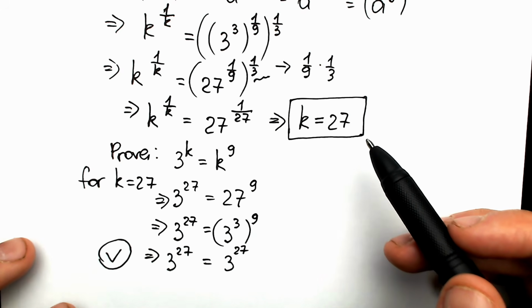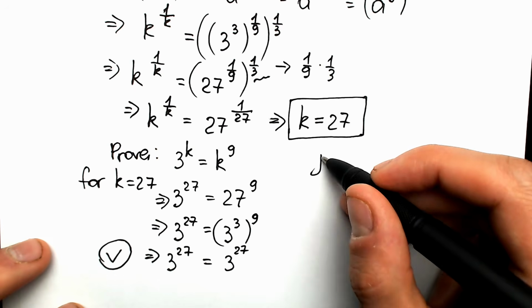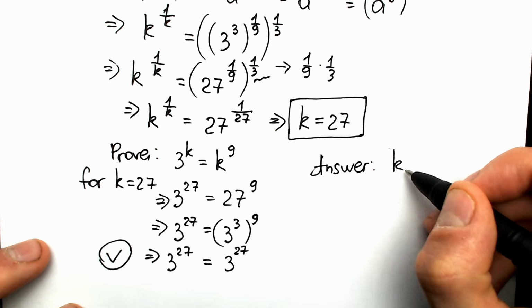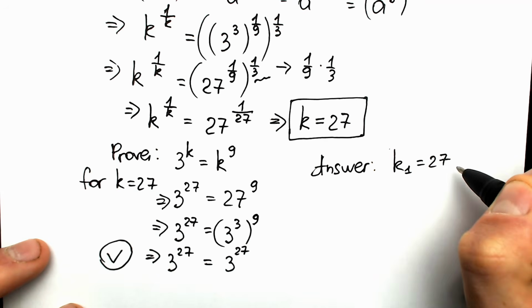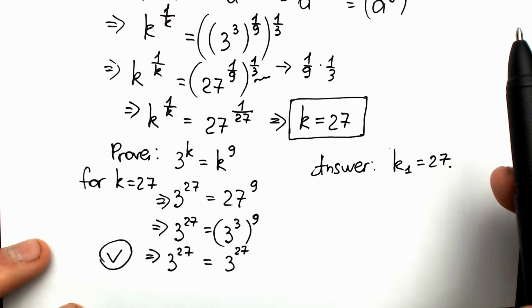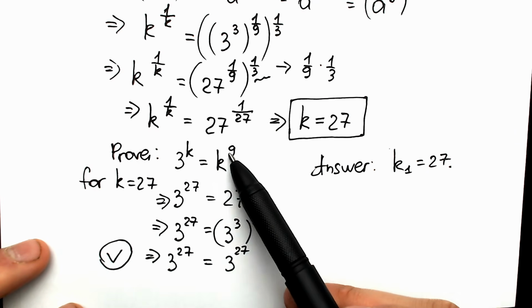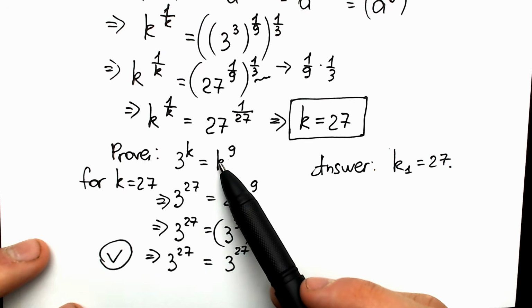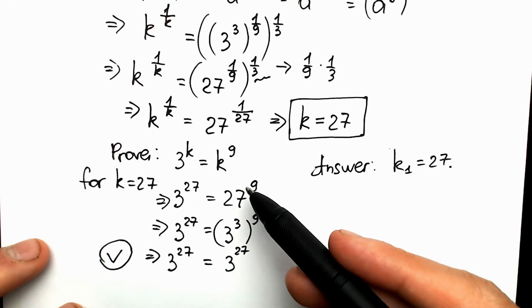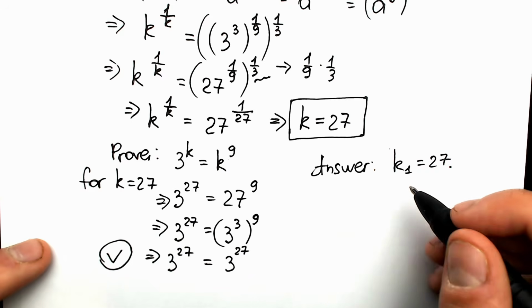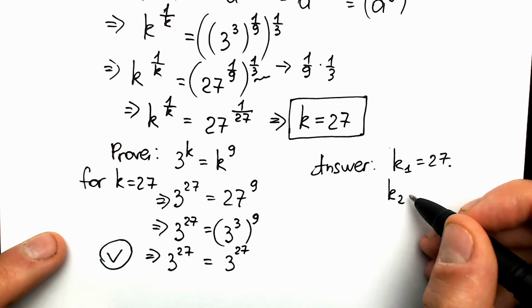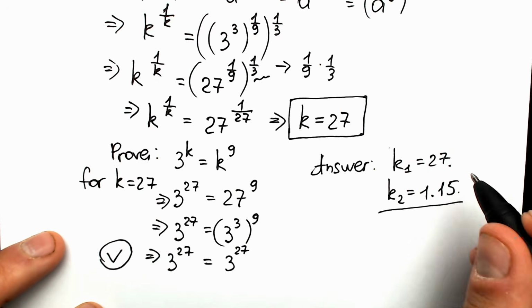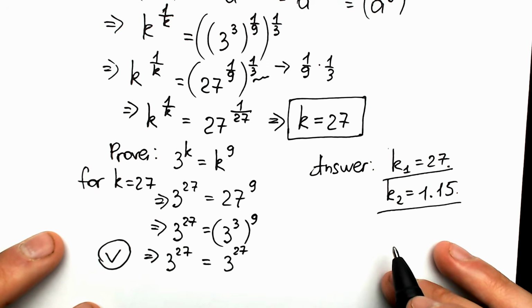But a few thoughts about this question. Of course we can write that our answer is k equal to 27, so k first equal to 27. But I made a video with x, so 3 to the power x equal to x to the power 9, and I solved this question using the Lambert W function. And it's really great to solve this question with the Lambert W function, because you can get k second equal to 1.15. So according to this method, you can solve for k first.